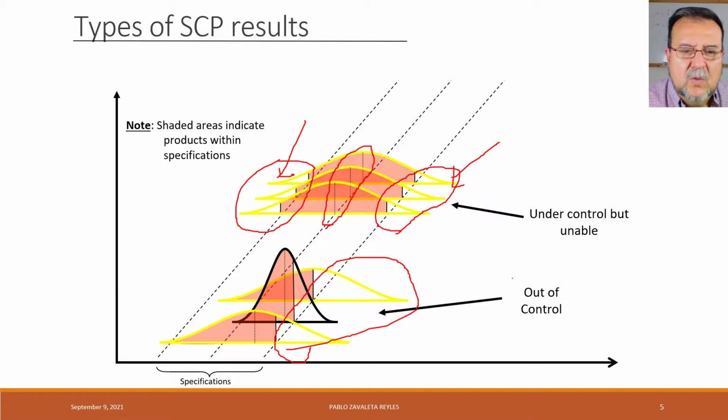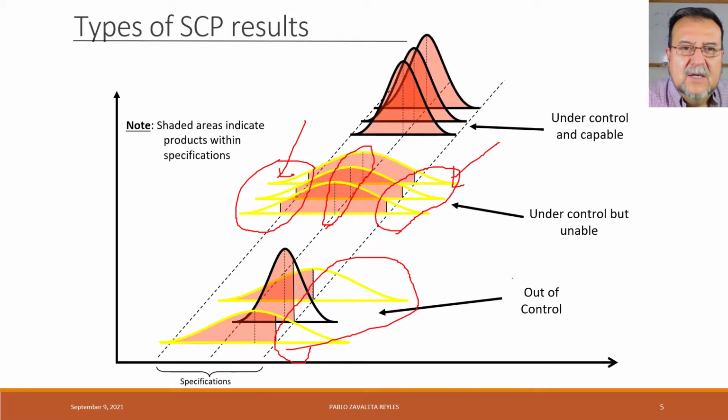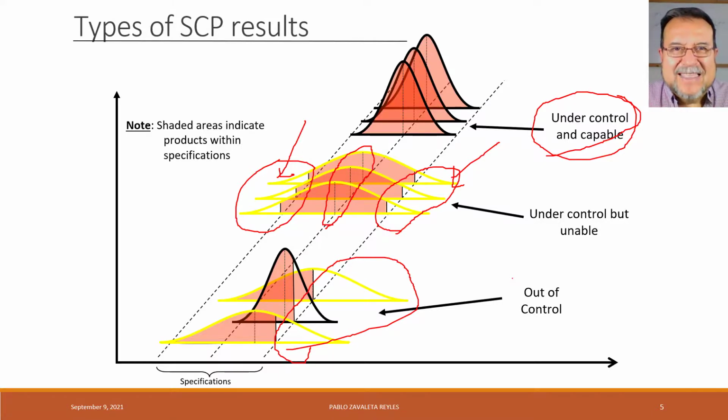We don't want that. Finally, we have a process that's under control and capable. This is our objective, always. We try to get our process to do exactly what we want. Then we're talking about a process that's under control and that is capable.